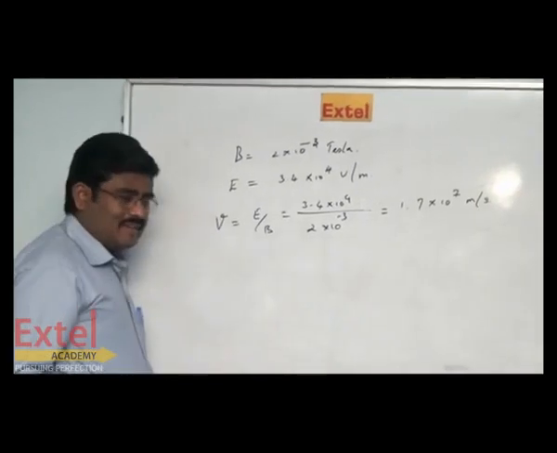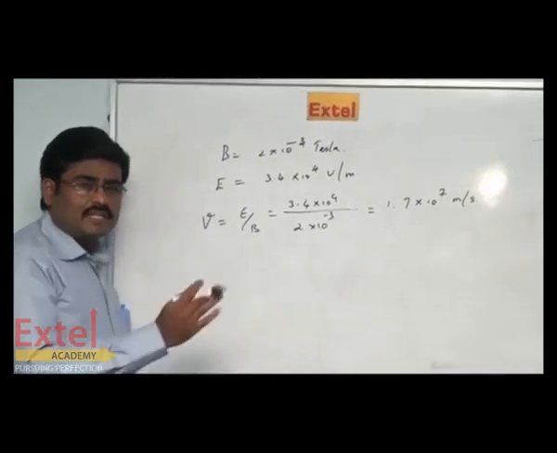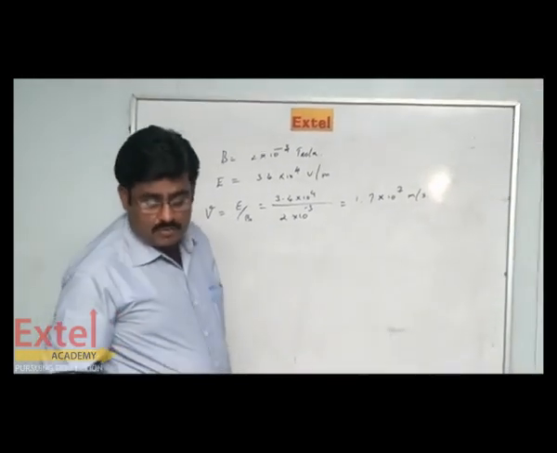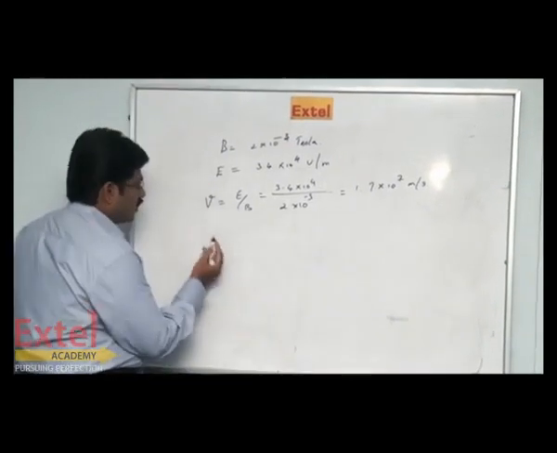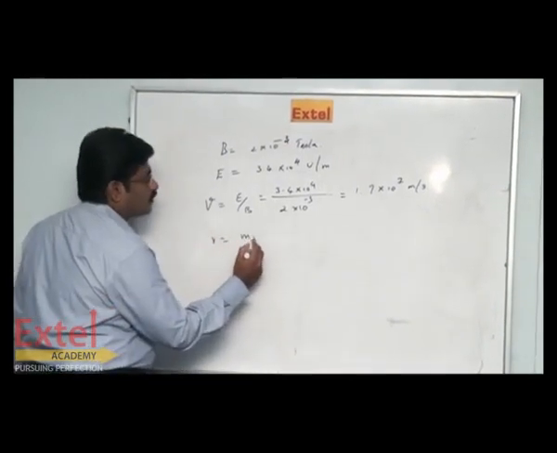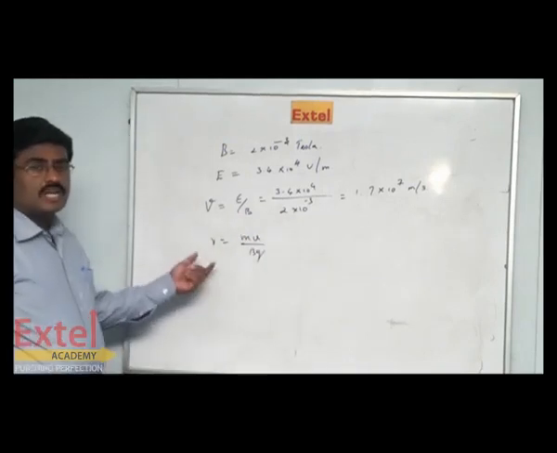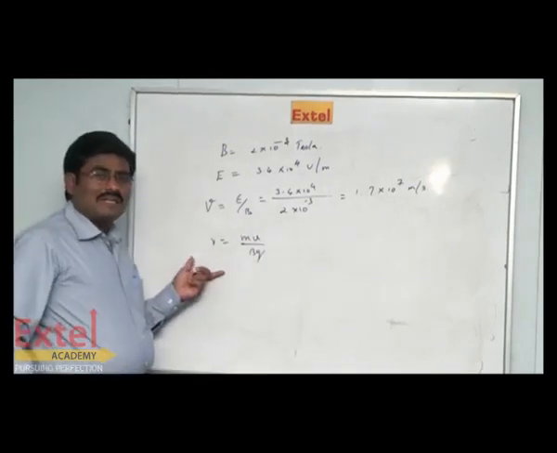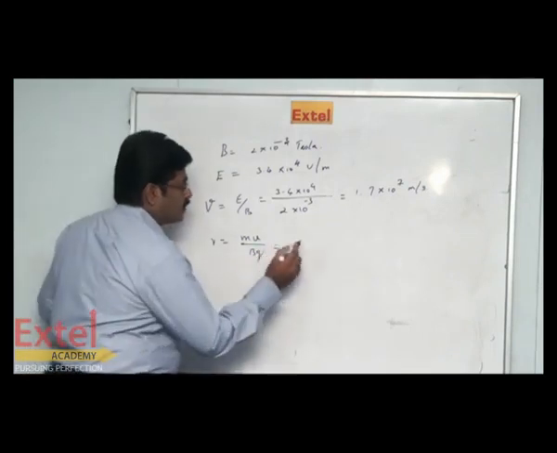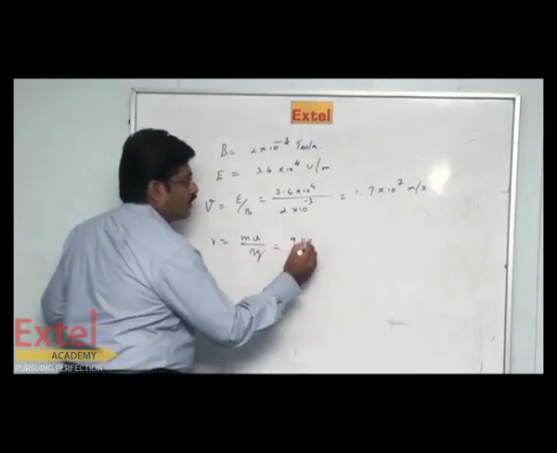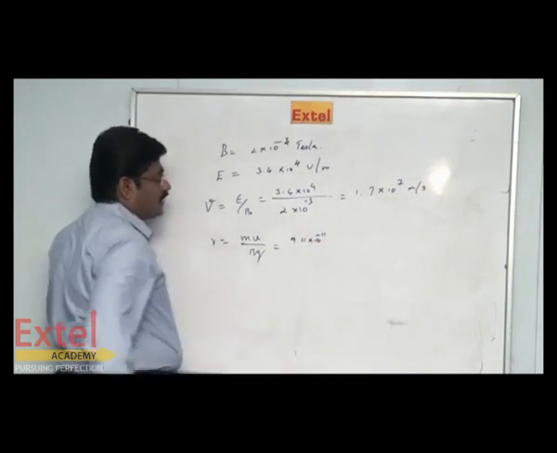And they are asking what is the radius of the circular path if the magnetic field is removed, the electric field is removed. So r is equal to mv by Bq, that you have studied in the cyclotron as well as the charged particle in the presence of a magnetic field. So 9.11 into 10 to the power minus 11.